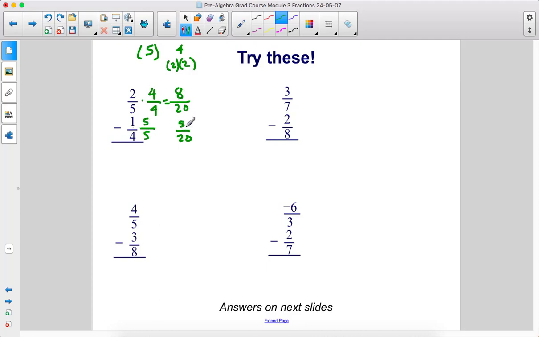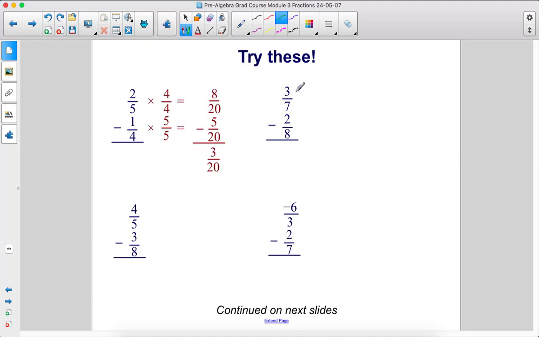So what is 8 minus 5? That is 3. And then we keep the same denominator. The answer is 3 over 20. All right, next we have 3 over 7 minus 2 over 8.